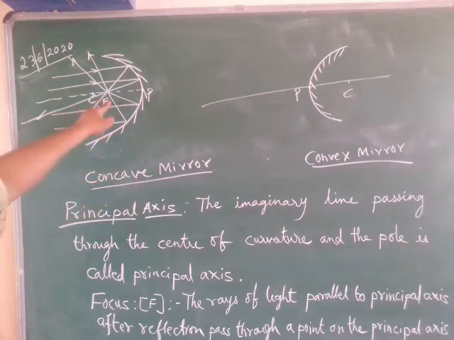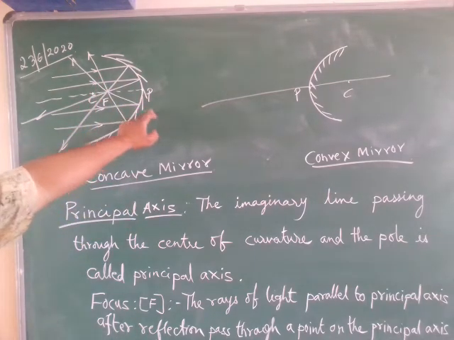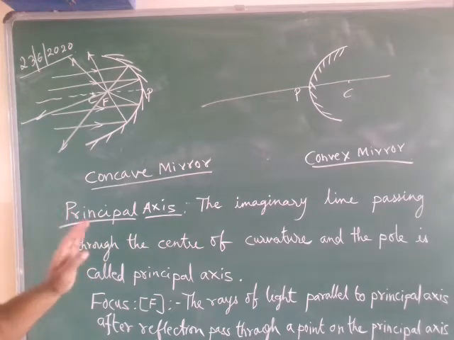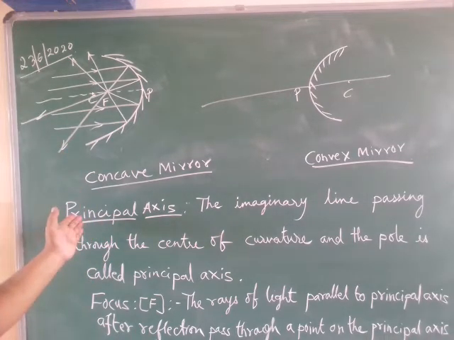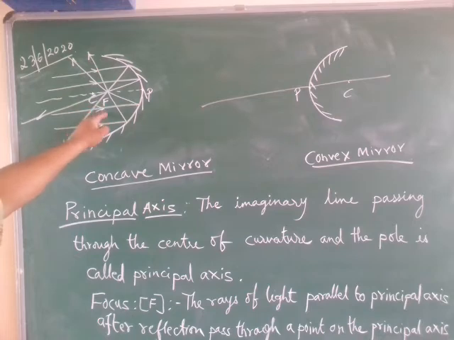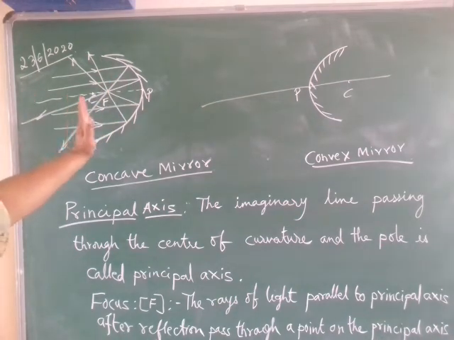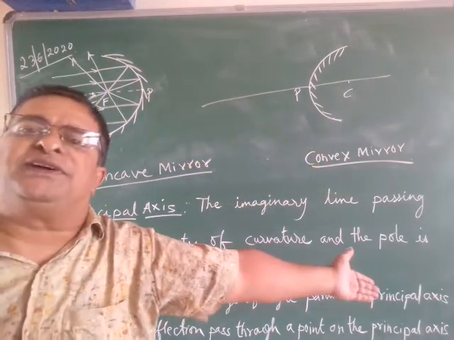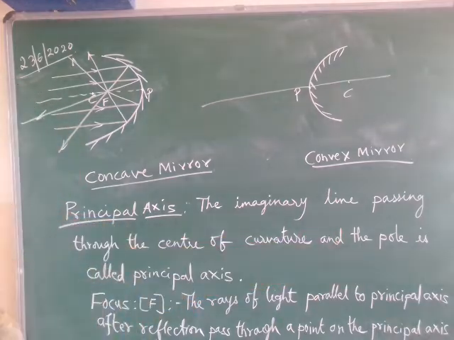You can see the focus does not lie on the mirror. The focus is outside the mirror. For a concave mirror, the focus lies in front of the mirror, whereas for a convex mirror, the focus lies behind the mirror. That we'll see just now.